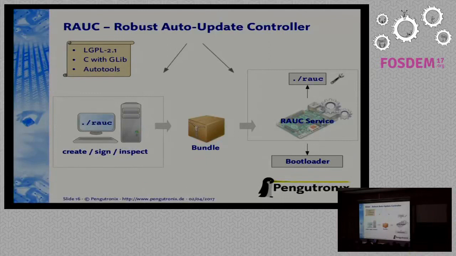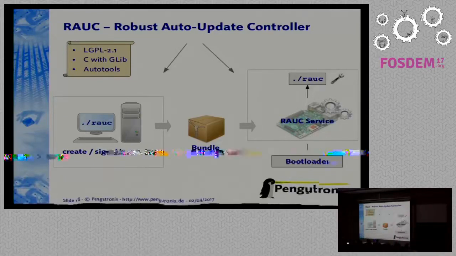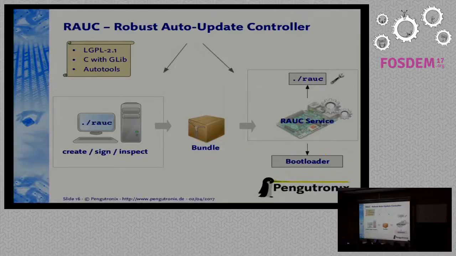So a short overview: it's licensed under the LGPL 2.1, so it should be easy to use in your application or in your product. It's C code based on GLib and packaged with autotools, so it should easily build. And RAUC you can compile as a host tool. Then it is used to create, to sign, to re-sign, and to inspect updates for your device. Updates in RAUC we have called bundles.